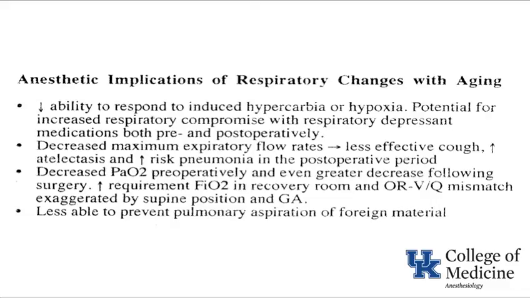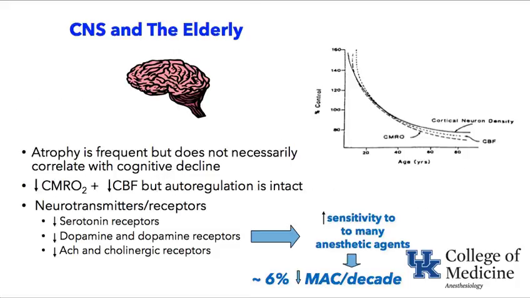You expect the PaO2 to be decreased preoperatively from that closing capacity FRC issue and VQ mismatch. And they may require more supplemental oxygen in the recovery room, and we're going to expect some VQ mismatching that worsens when we go supine and put them to sleep and provide positive pressure ventilation. And because their airway reflexes aren't as good, they may be less able to prevent pulmonary aspiration of foreign material.